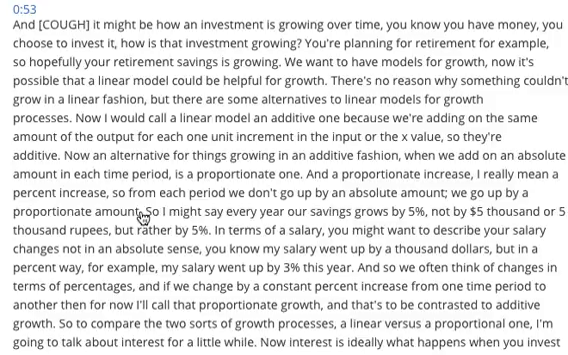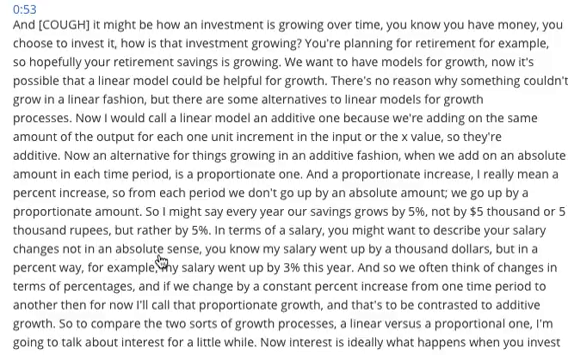Now, an alternative to adding an absolute amount in each time period is a proportionate one, and by a proportional increase, I really mean a percent increase. So from each period we don't go up by an absolute amount, we go up by a proportional amount. I might say every year our savings grow by 5%, not by 5,000 rupees, but rather by 5%.